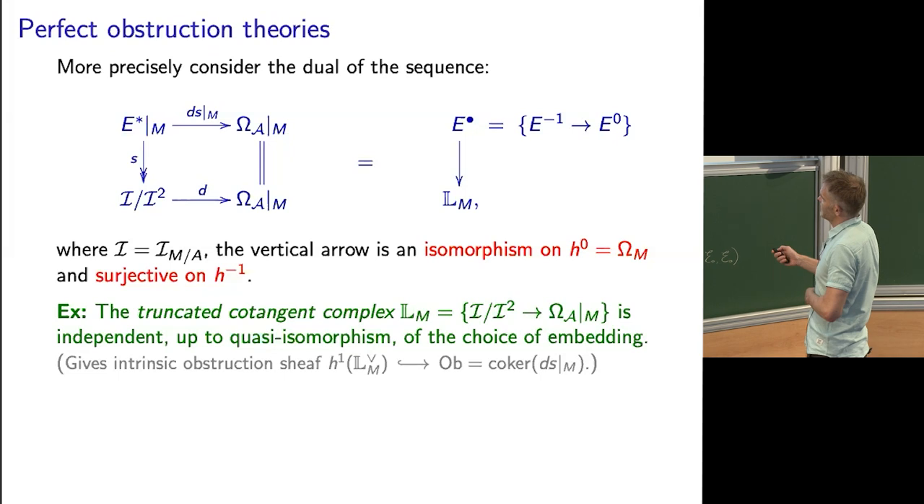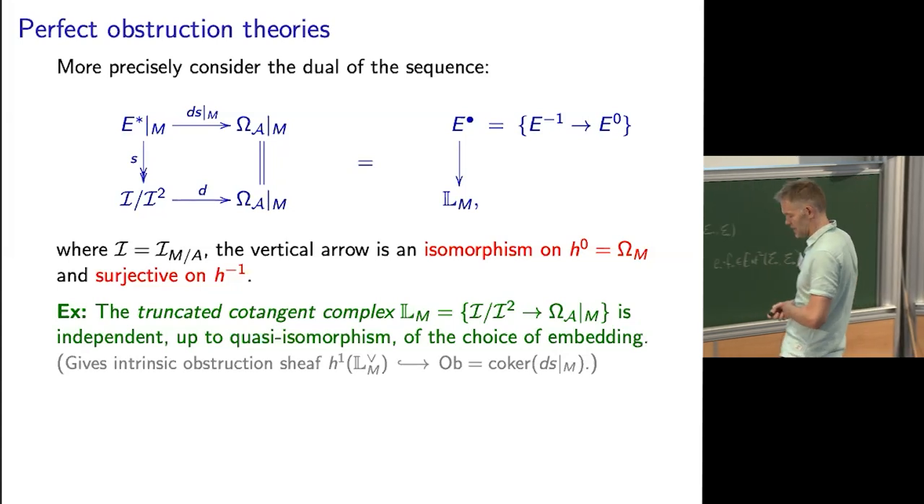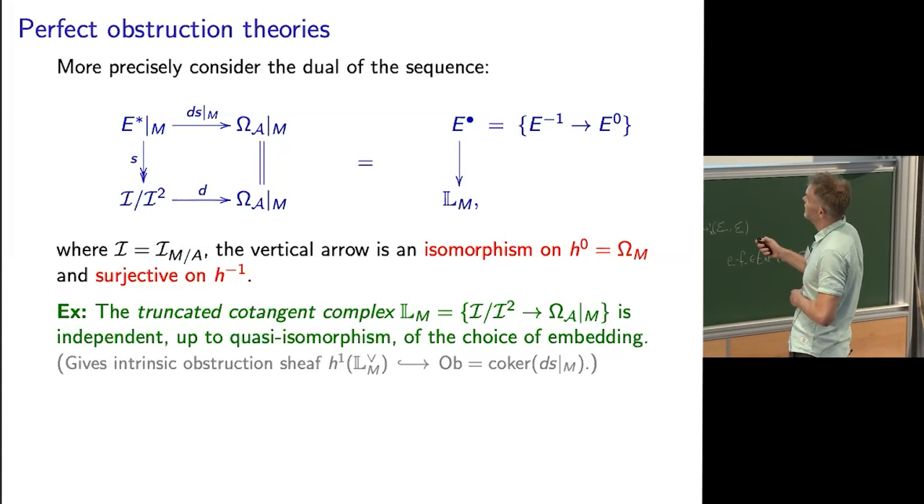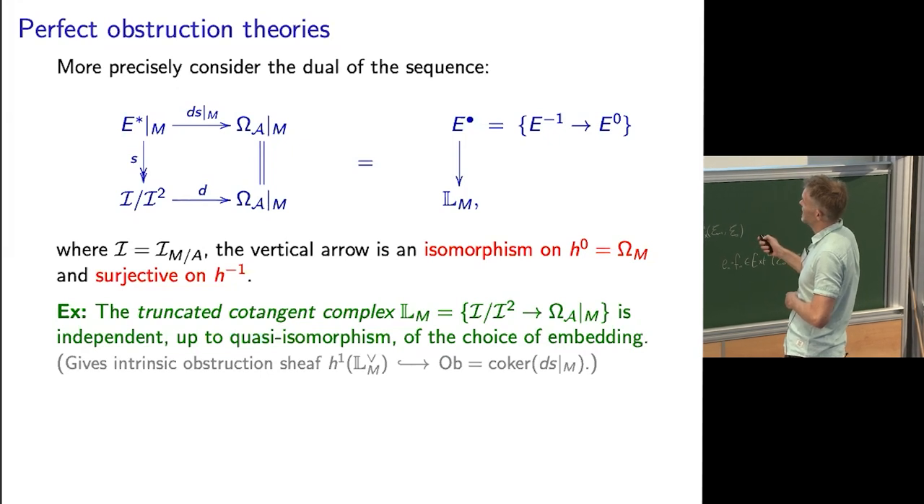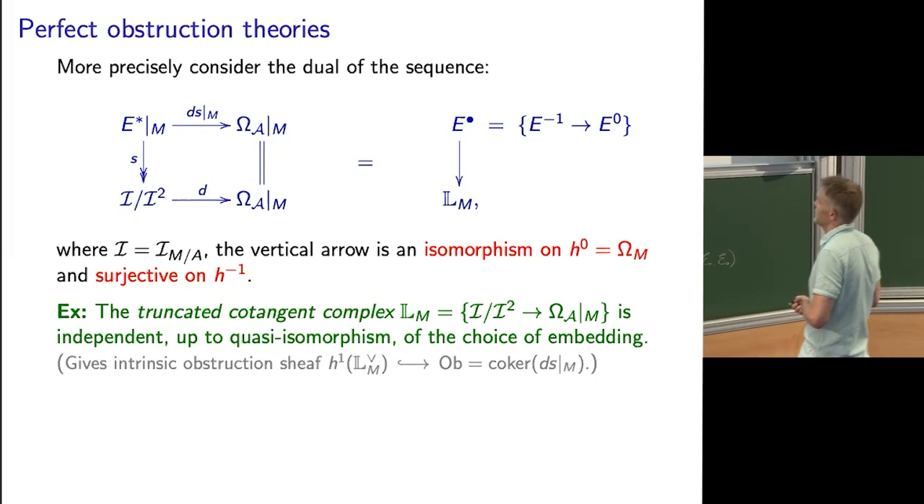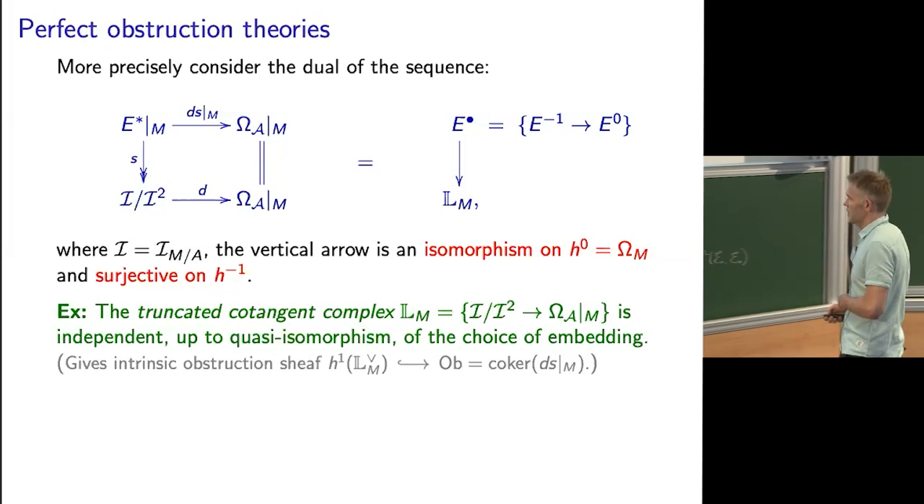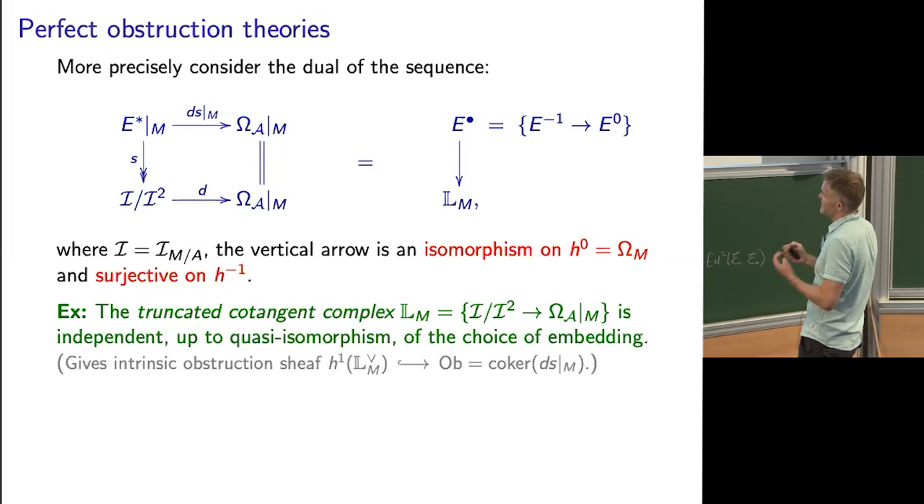And what it gives you is the data of its two cohomology sheaves and some extension data of how they're glued together. So the cohomology sheaves are the zeroth cohomology sheaf, which is the co-kernel of this map, which is just the cotangent sheaf of M. Okay, so the co-kernel of this map is always the cotangent sheaf of M by the exact sequence of Kähler differentials. That's in Hartshorne. And the minus one-th cohomology, so the kernel here, is, up to dualizing, some kind of an intrinsic obstruction sheaf.